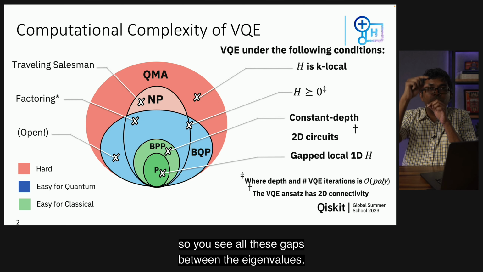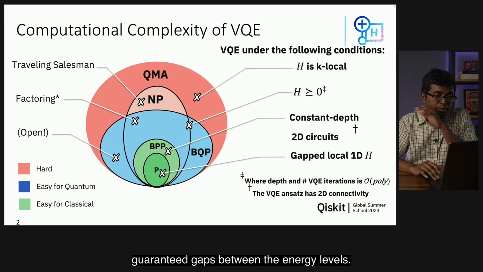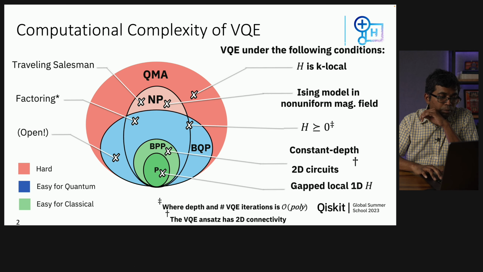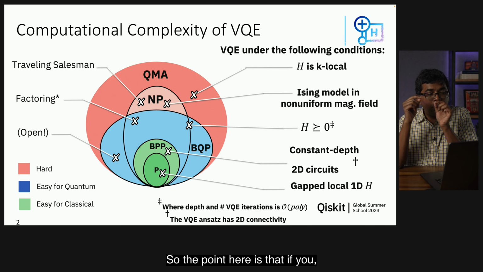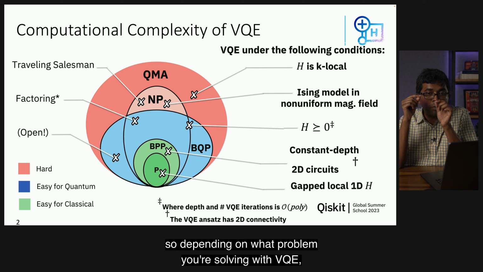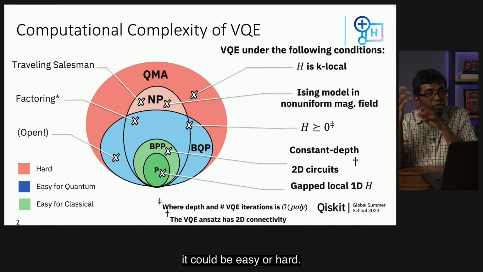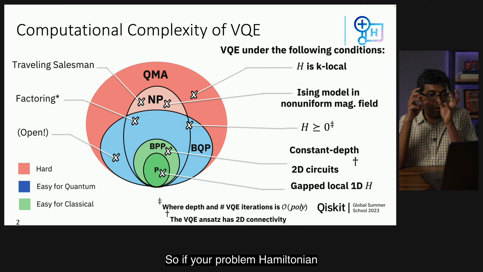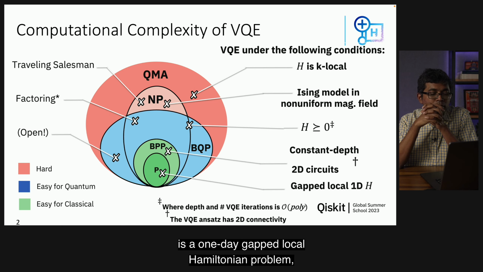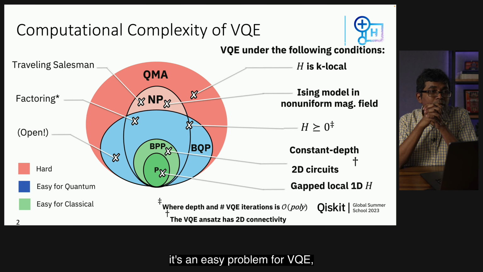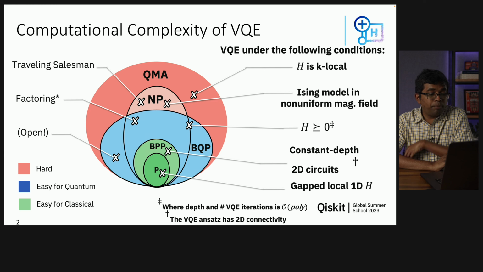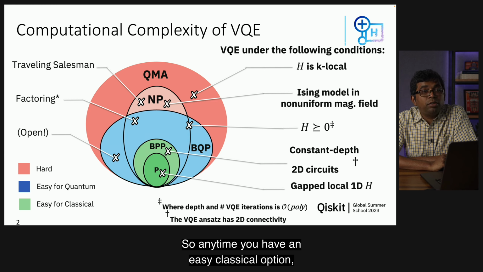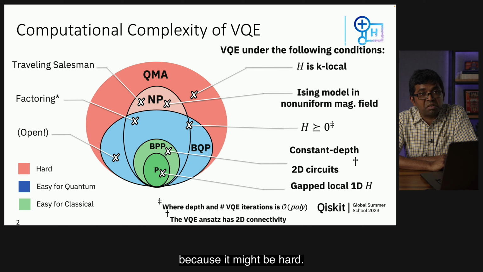So you see all these gaps between the eigenvalues, guaranteed gaps between the energy levels. The point here is that depending on what problem you're solving with VQE, it could be easy or hard. So if your problem Hamiltonian is a 1D gapped local Hamiltonian problem, it's an easy problem for VQE. But you may not want to solve it with VQE because there could be easy classical options. Anytime you have an easy classical option, you may not want to use a quantum computer.